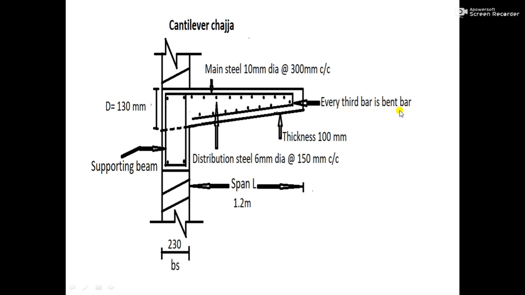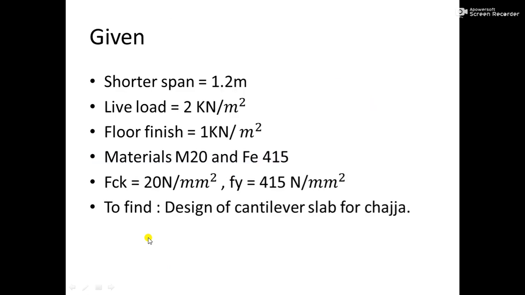Again, every third bar is a bent-up bar. This is the main steel. After every third bar, again there is a bent-up bar. These bars, in local language, are also known as chimta bars. Then the distribution steel is 6 mm. These are the distribution steel. Okay, then we'll start with the problem.